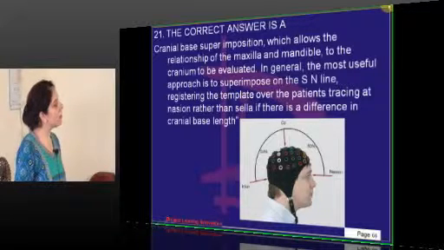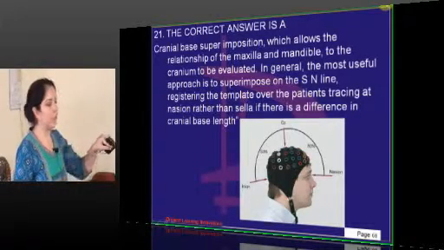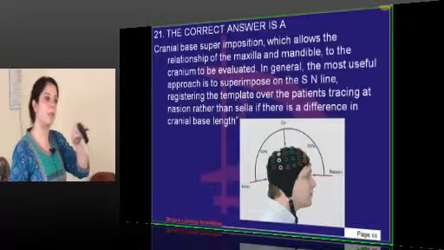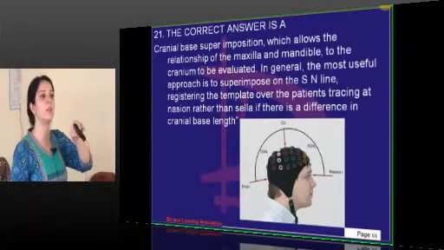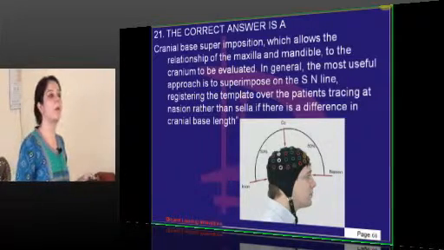So in general, the most useful approach is the SN line registering over the template. When you take the SN line passing through the sella and the nasion, that reference line is the most stable, and among that the nasion is the most stable. Why? Because the sella also might undergo a couple of changes. Compared to that, the nasion is a little more stable point.